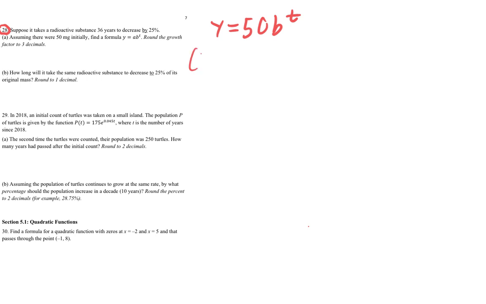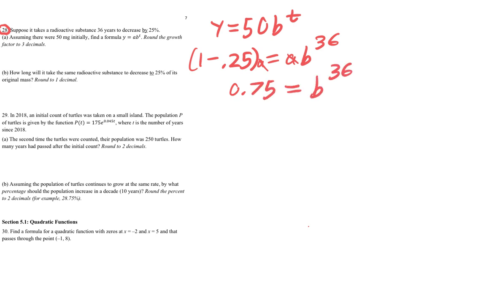So we can say 1 minus 0.25 times A is equal to A B to the power of 36, right? So there's an A on both sides. Those are going to go away. Left with 0.75 is equal to B to the power of 36. So to find out what B is, we're going to take both sides to the power of 1 over 36. So B is going to be equal to 0.75 to the power of 1 over 36.